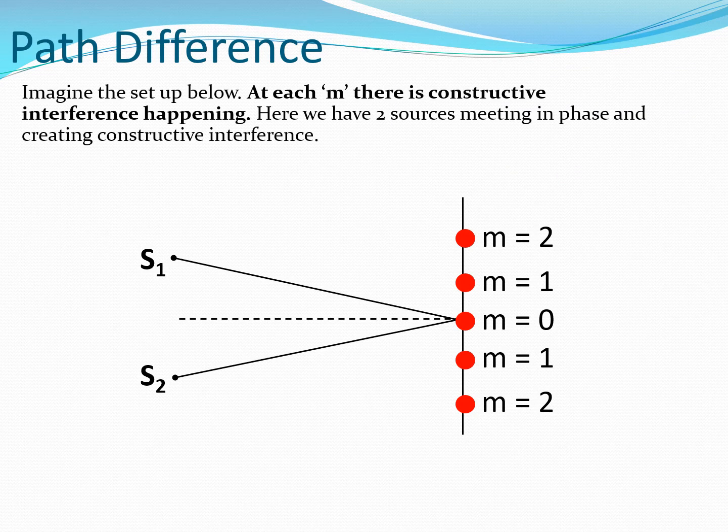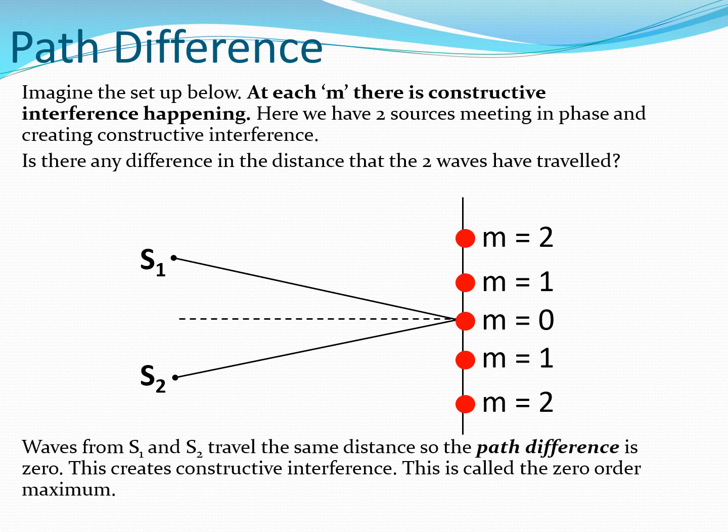Okay, path difference. So this is the sort of maths behind this little topic. Let's just read through this. Imagine we have a setup below. We have speaker 1 and speaker 2. We'll just talk about sound at the moment. And where these dots are, m is equal to 1, 0, 1, 2, we have constructive interference at these points. Now if we were to look at this setup, and we were standing at m is equal to 0, we were standing directly in the middle between speaker 1 and speaker 2.